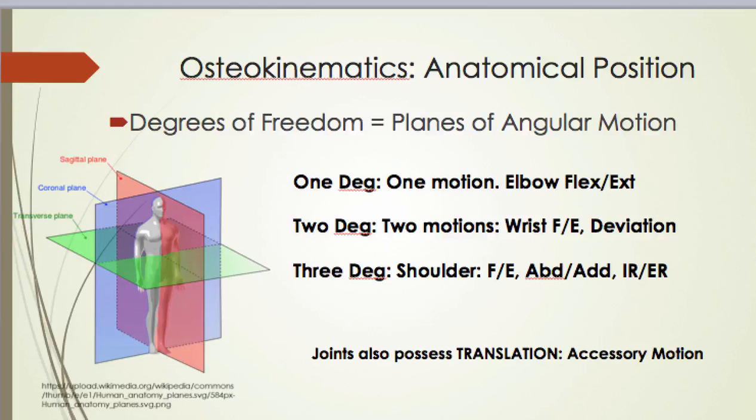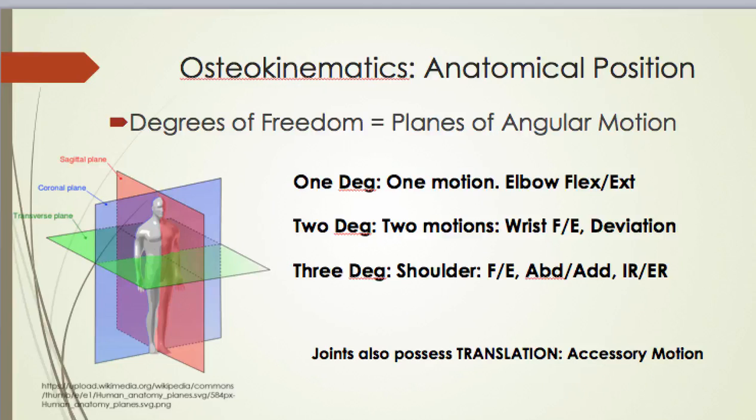Here we get wrist flexion extension and wrist ulnar and radial deviation. We do not get rotation, so it doesn't possess the 3rd degree. 3 degrees of freedom are found in joints such as the shoulder and the hip, where we get flexion extension in the sagittal plane, abduction adduction in the frontal plane, and internal and external rotation in the transverse or horizontal plane. Don't forget, joints also possess translation, which is accessory motion.